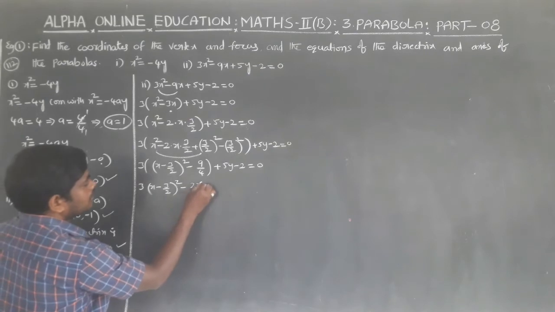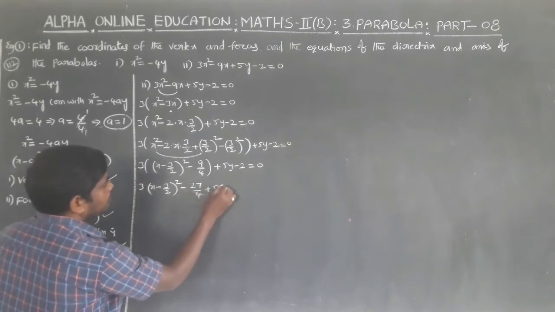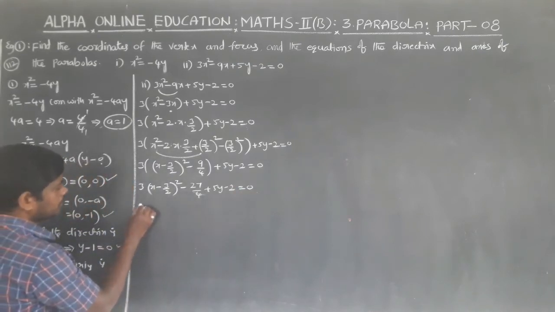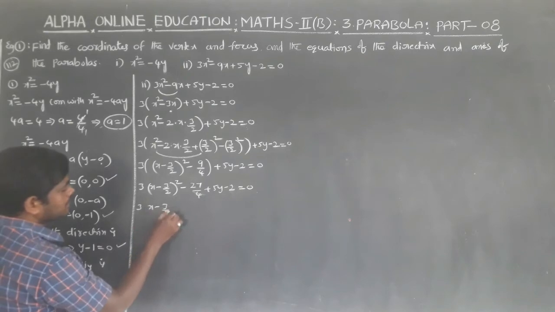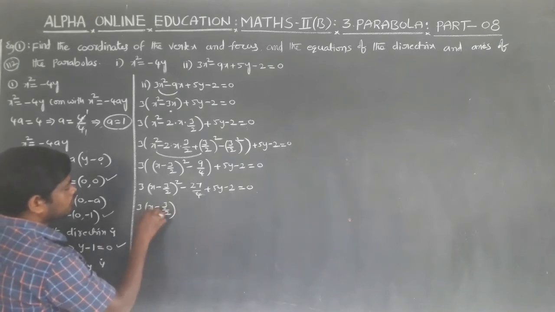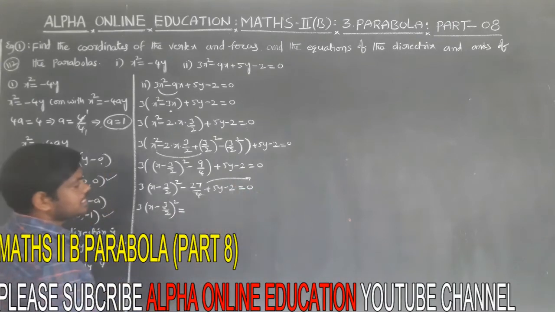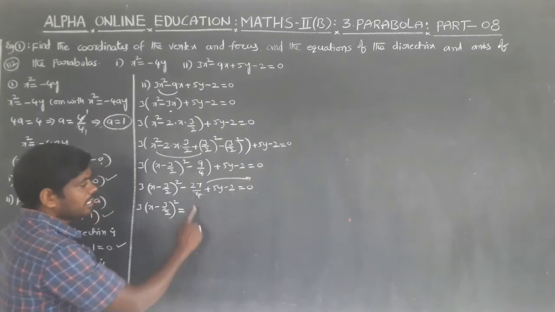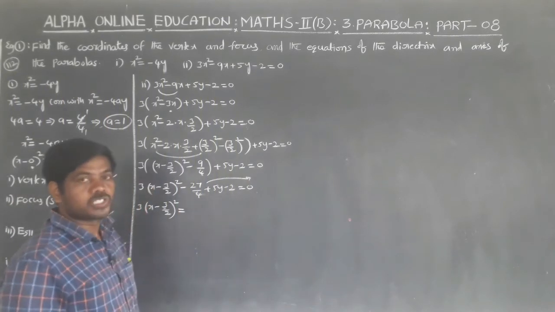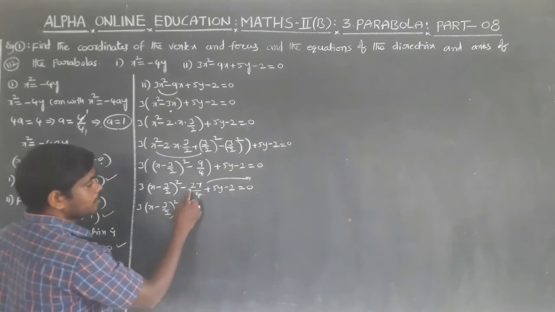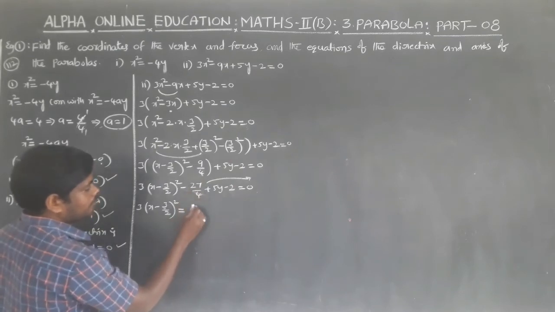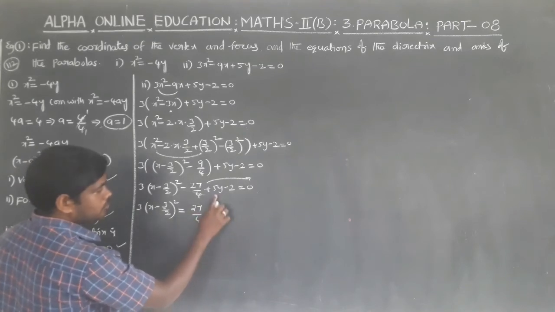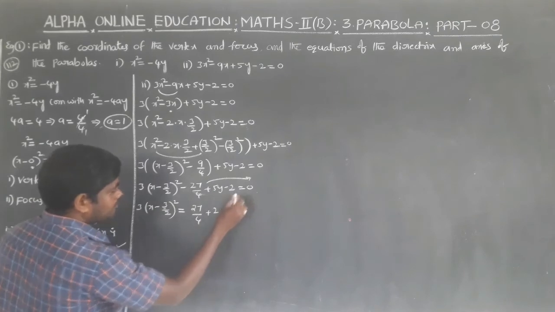3 into (x minus 3 by 2) whole square plus 27 by 4 plus 5y minus 2 is equal to 0. Taking 27 by 4 plus 5y minus 2 to the right side: negative becomes positive, positive becomes negative. So minus 27 by 4 becomes plus 27 by 4, minus 2 becomes plus 2, plus 5y becomes minus 5y.